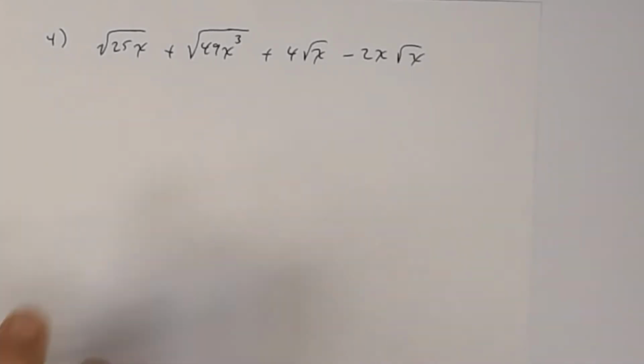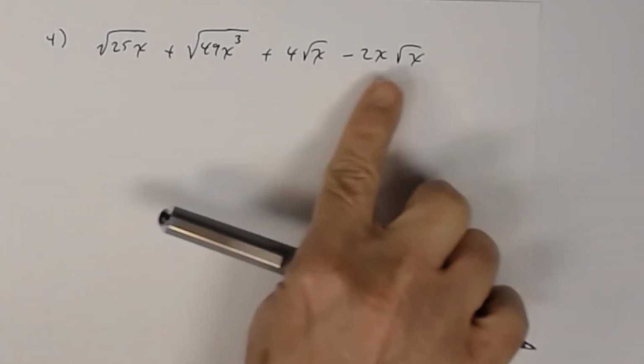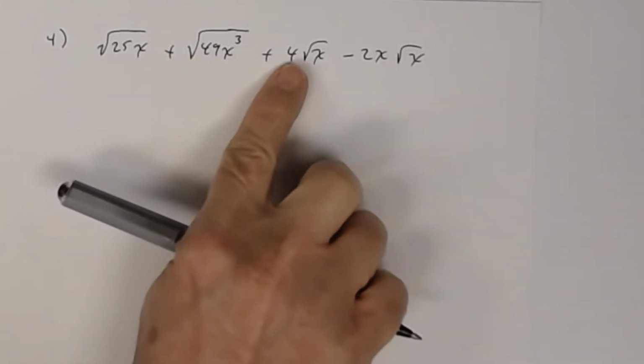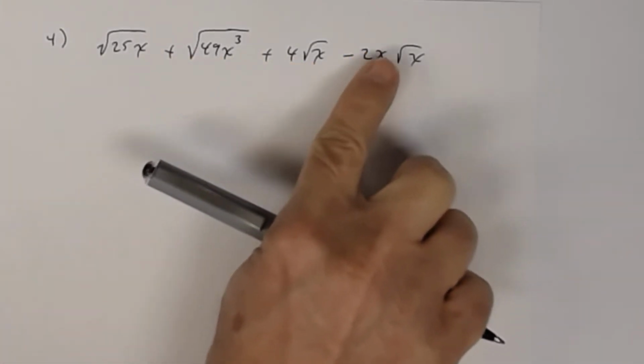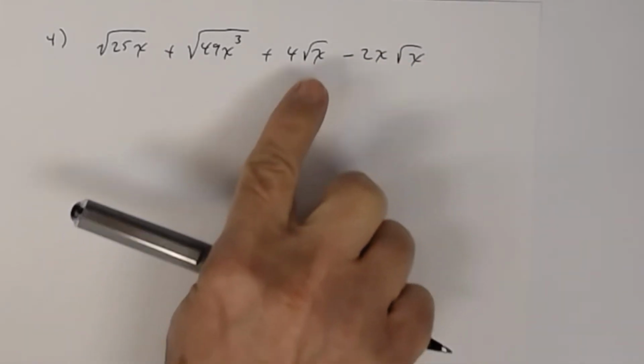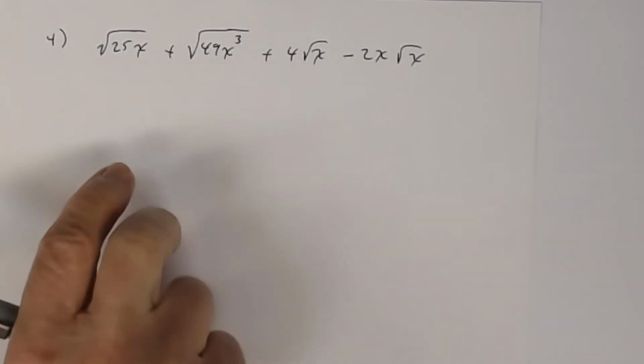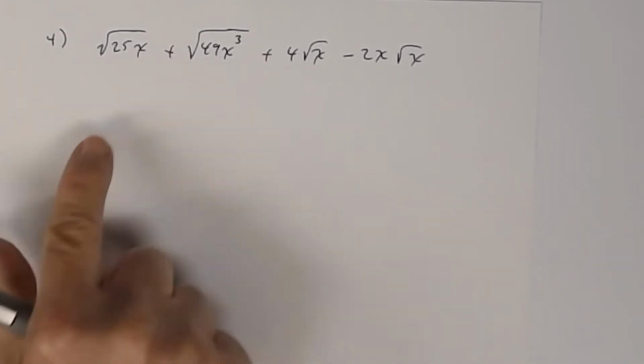Okay, so let's notice I have 1, 2, 3, 4 terms. So let's go ahead and simplify each of those terms first. Notice that I cannot simplify this any further, nor can I simplify this one. But these two I can. And then let's see if I can combine any like terms.